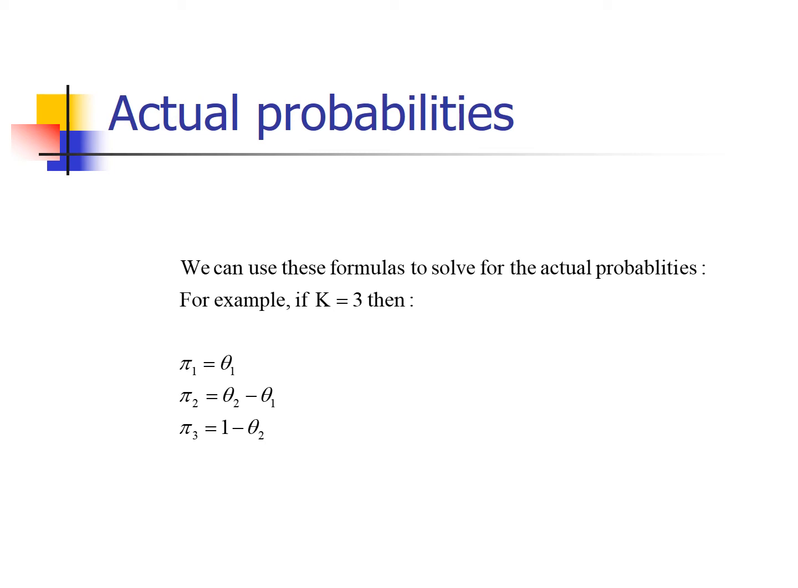So it should be evident to us. I already said that if k is 3, we have 3 outcomes, like in our car crash example. So pi 1 will just be theta 1. Now theta 2, we said, is technically pi 1 plus pi 2. So if I want pi 2, that's just theta 2 minus theta 1. And then it should also be evident that pi 3 is 1 minus theta 2.